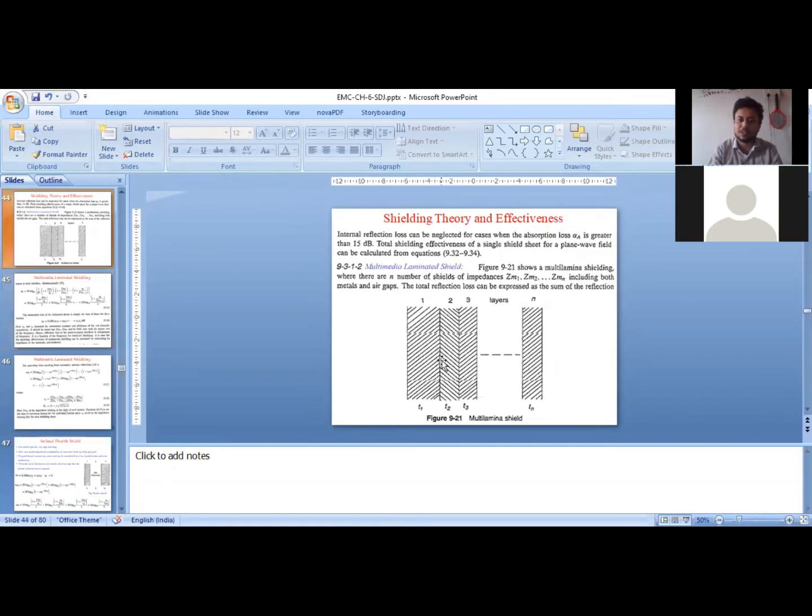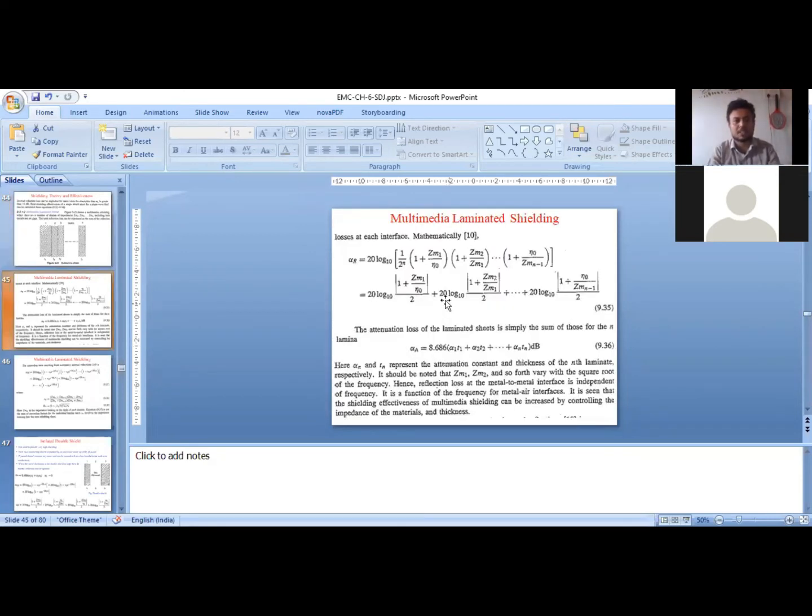Similarly, the transmission coefficient, that is the wave that is getting transmitted from the first metal to the second metal, depends on the impedances of the two metals, Zm1 and Zm2. So this expression has been extended to n elements. So 20 log of 1 plus Zm2 by Zm1 divided by 2, and so on. So this is the transmission coefficient of the nth element or nth metal.